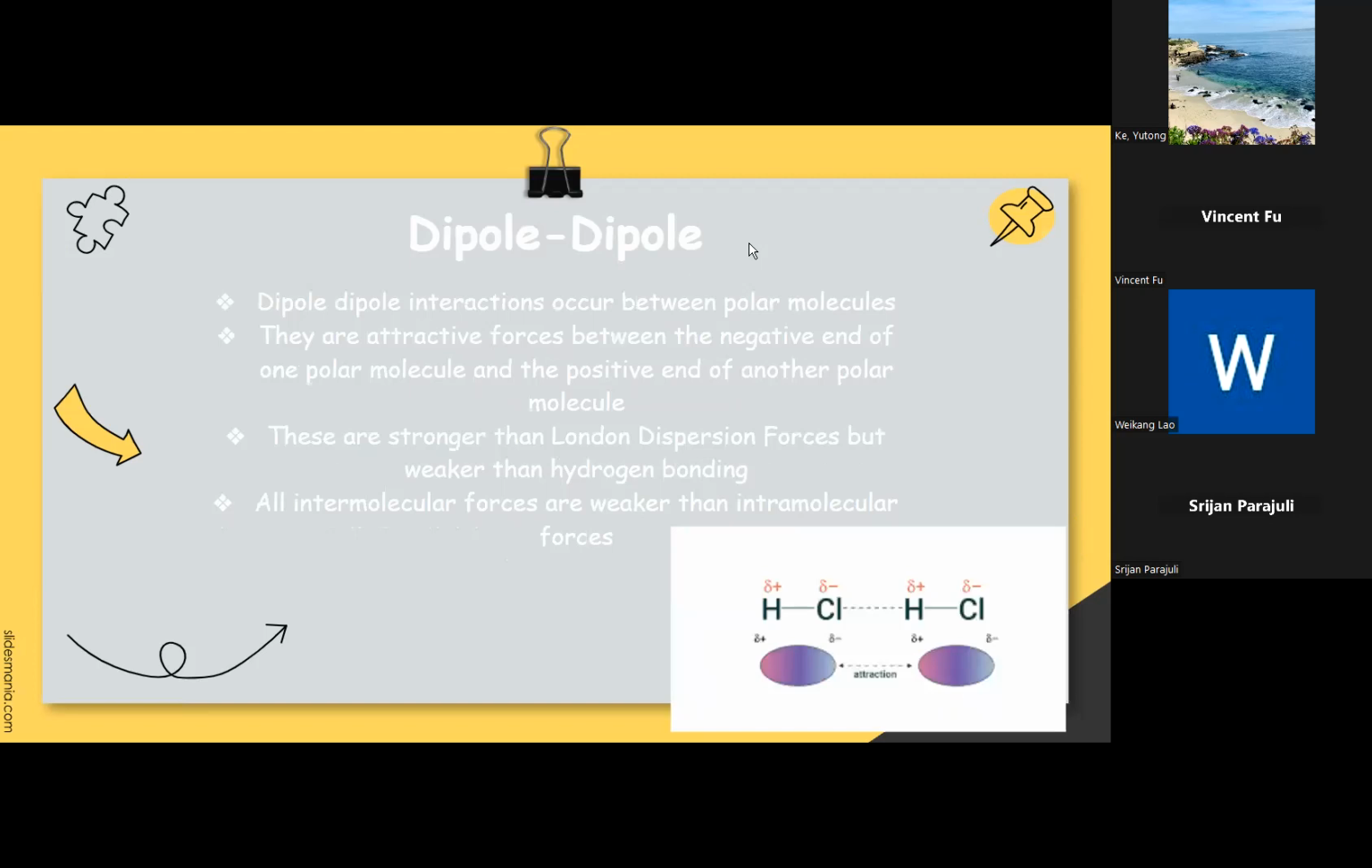Okay, for our next intermolecular force, there are dipole-dipoles. They're just interactions that occur between polar molecules, and they're attractive forces between the negative end of one polar molecule and the positive end of another polar molecule. They're stronger than London dispersion forces, but weaker than hydrogen bonding.